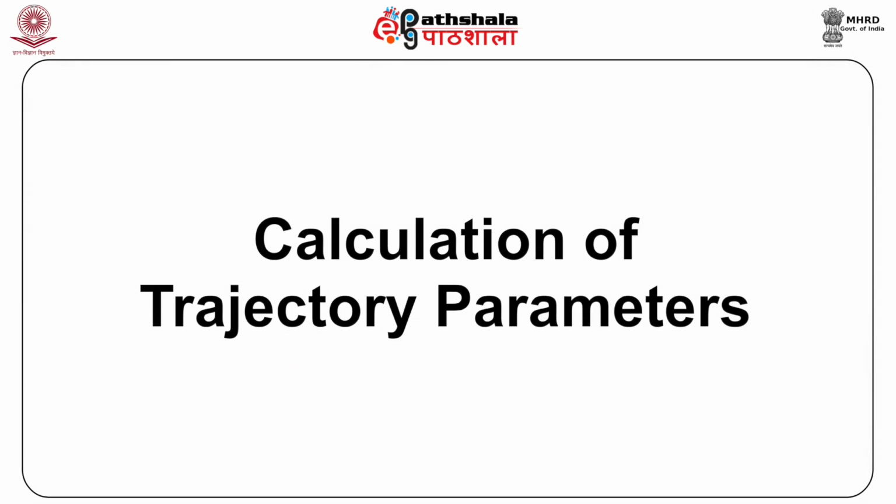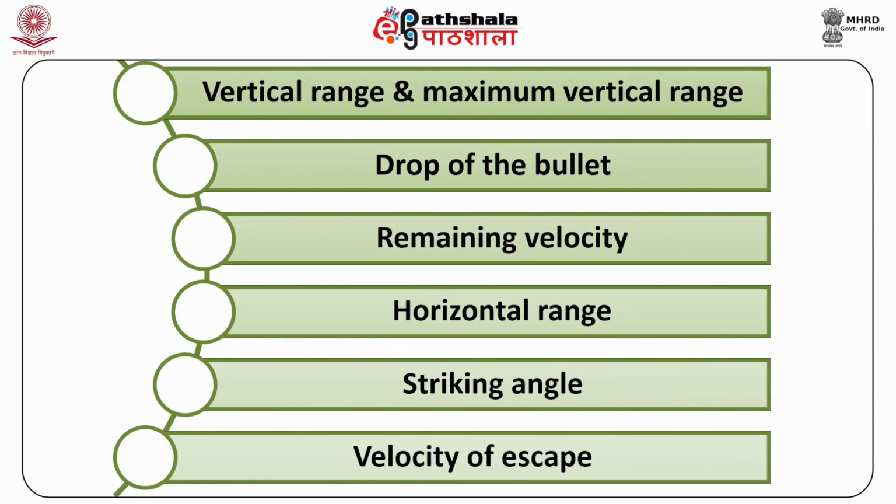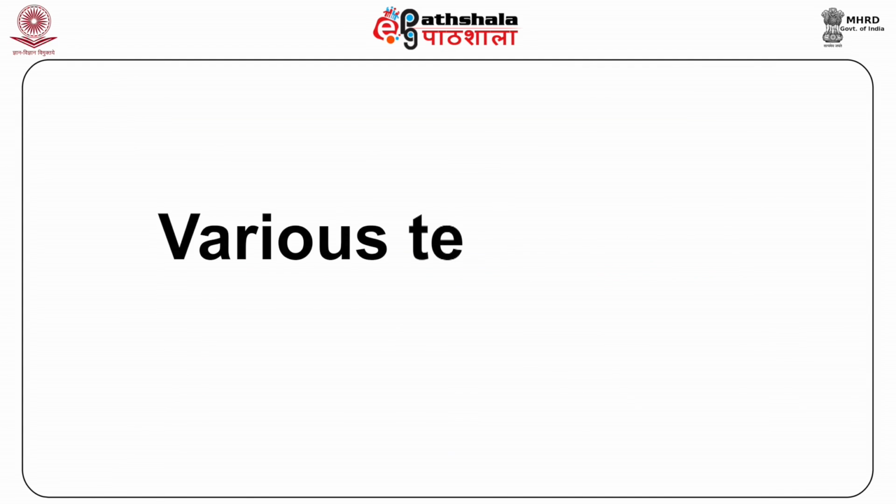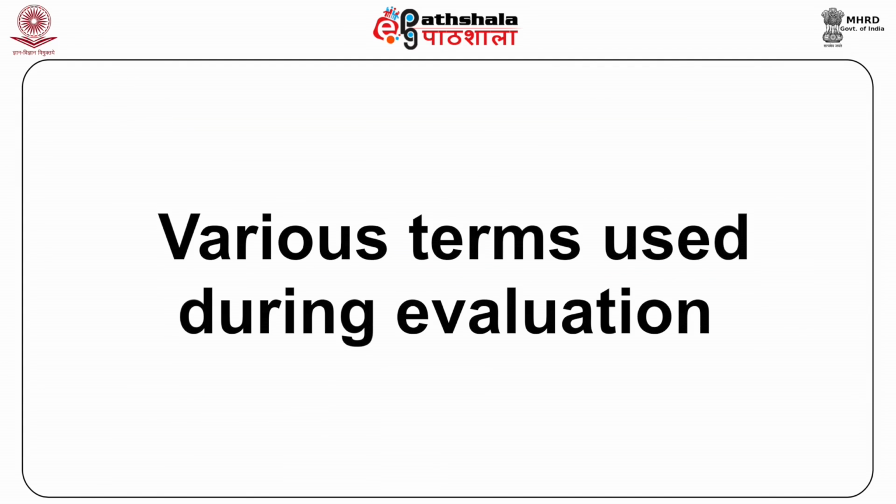Calculation of trajectory parameters. There are many trajectory parameters. Their determination will be followed later on. They are given: vertical range and maximum vertical range, drop of the bullet, remaining velocity, horizontal range, striking angle, velocity of escape. Before discussing the evaluation of these parameters, it is necessary that various terms used during evaluation are properly explained.